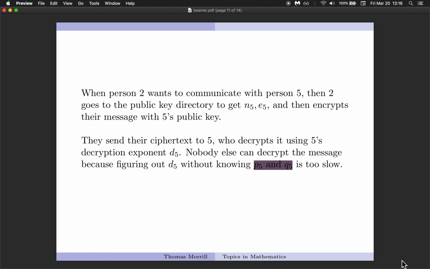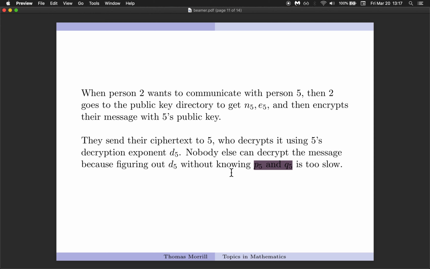someone could leave a computer running to solve for D5 and to crack this system and be able to decrypt every message that person number 5 has ever received. But that would take millions of years, and the attacker would be long gone before they get any useful information out of that. Again, there are some more practical kinds of attacks that I'll be talking about next week.